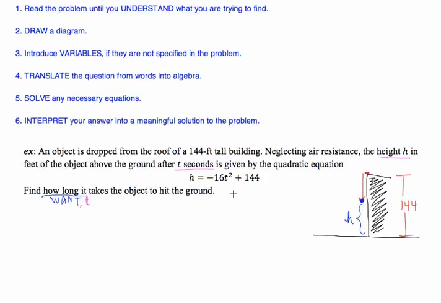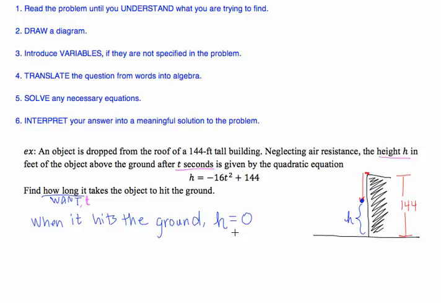So let's think about this. What is the height of the object when it hits the ground? Right? When it hits the ground, what is the height of the object above the ground? Well, if it's on the ground, the height above the ground would be 0. So when it hits the ground, h would be equal to 0. Okay, that's part of interpreting, and let's see if there's anything else here.